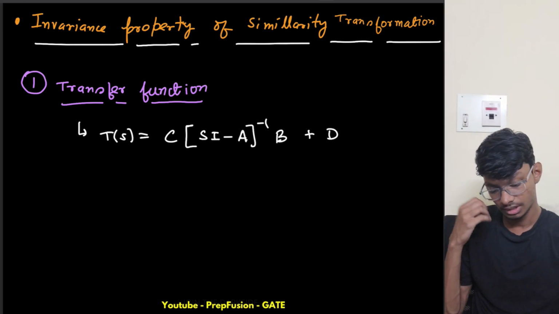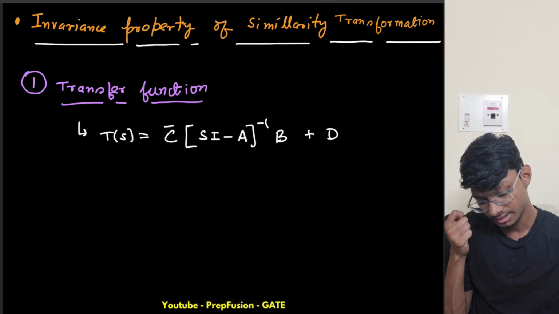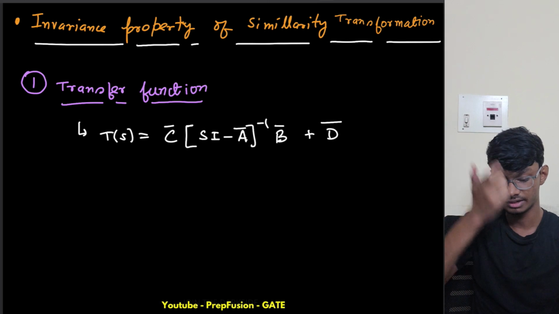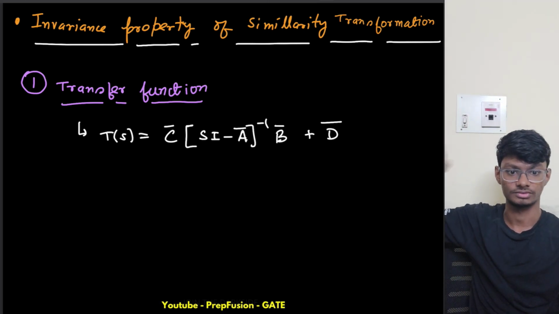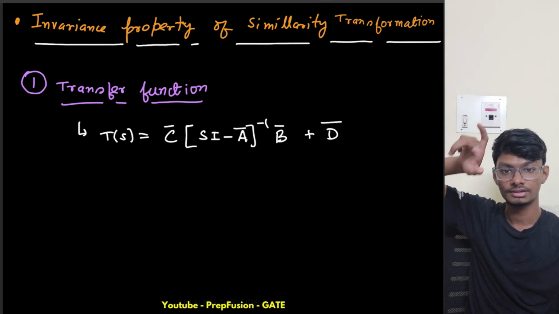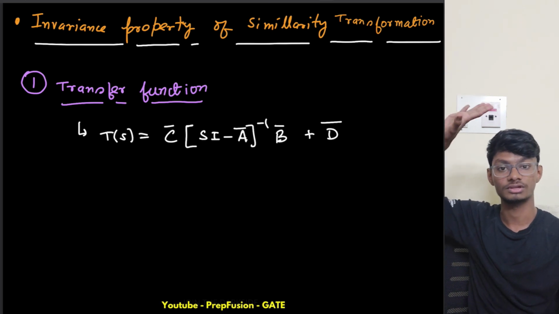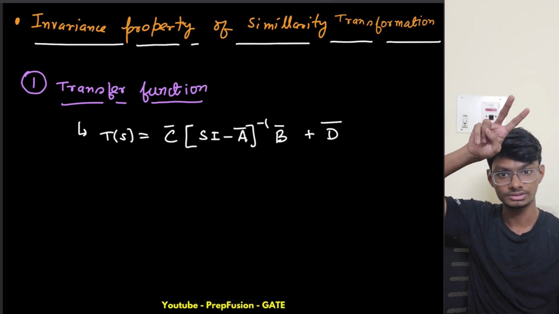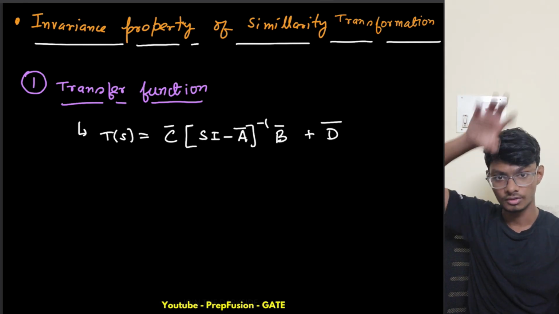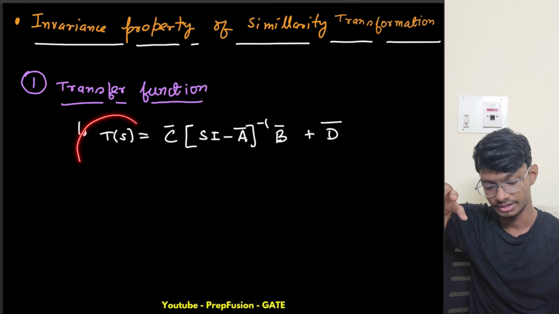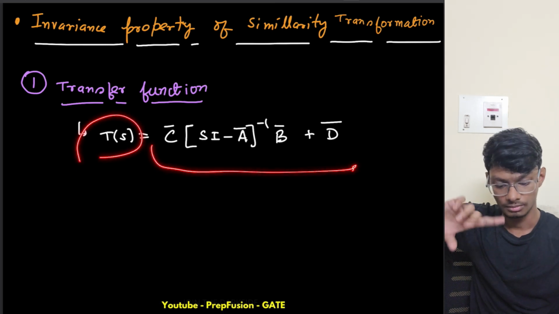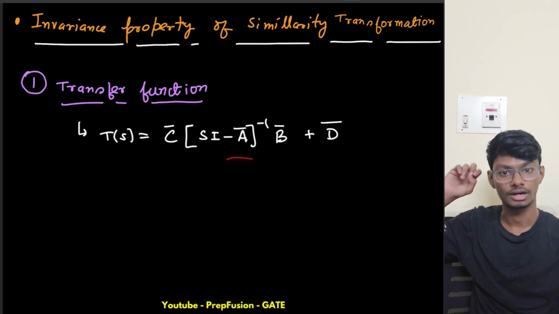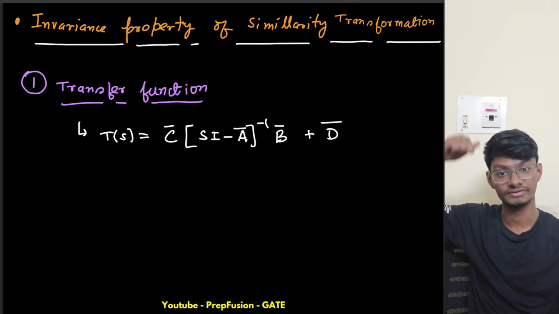Let me write this with C bar, A bar, B bar and D bar. I will replace C bar, B bar and the rest, and check if I get the previous formula. For the previous state variable, my transfer function was C times (sI minus A) inverse times B plus D. For my new state variable, the transfer function formula will be like this. I will put the values of C bar, B bar, A bar in this equation and check if I get the previous transfer function.